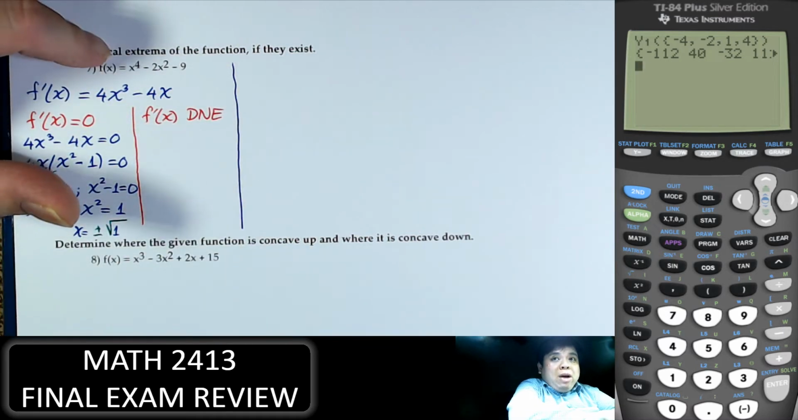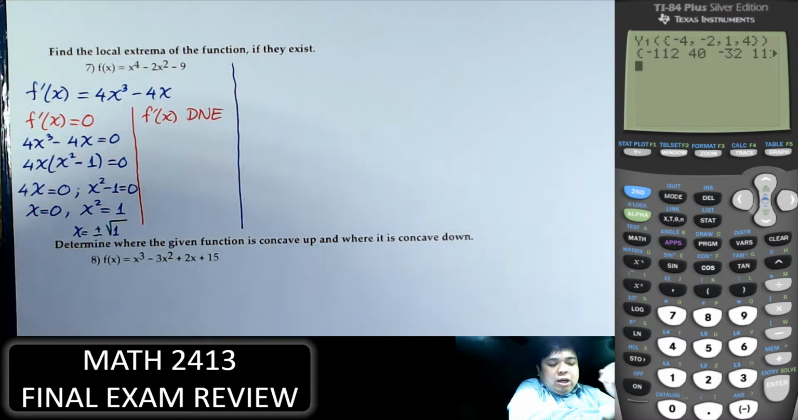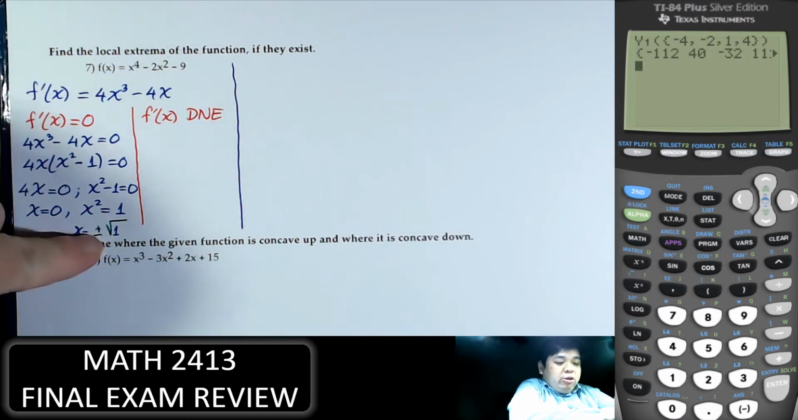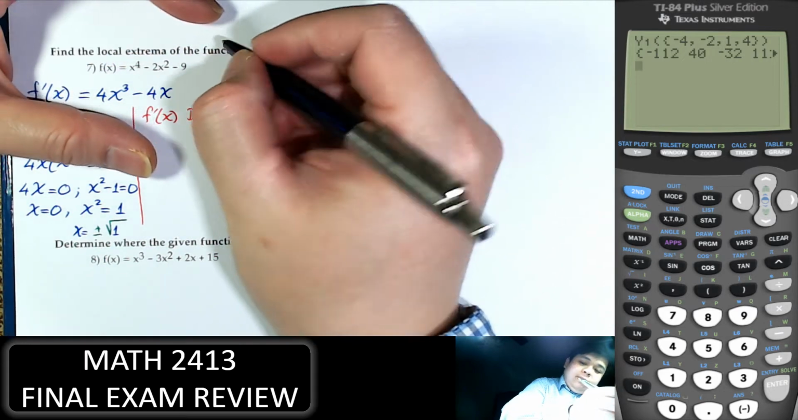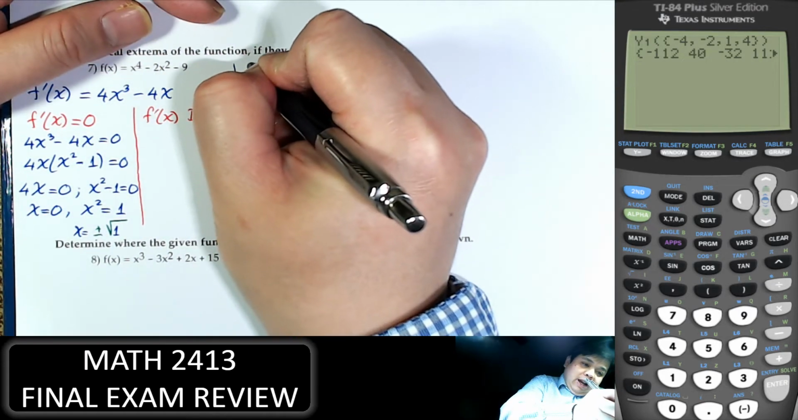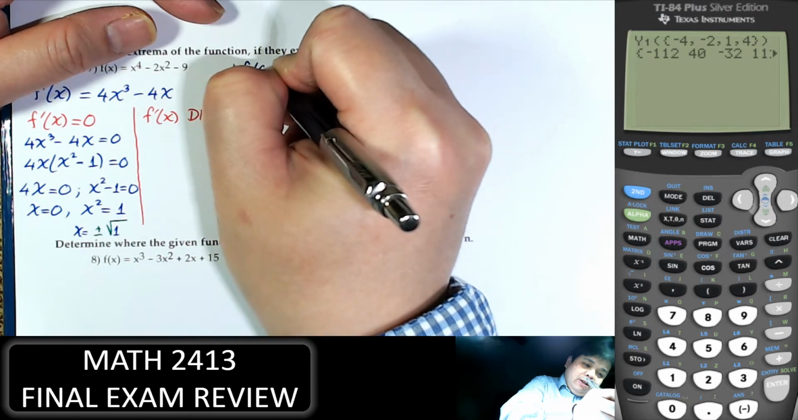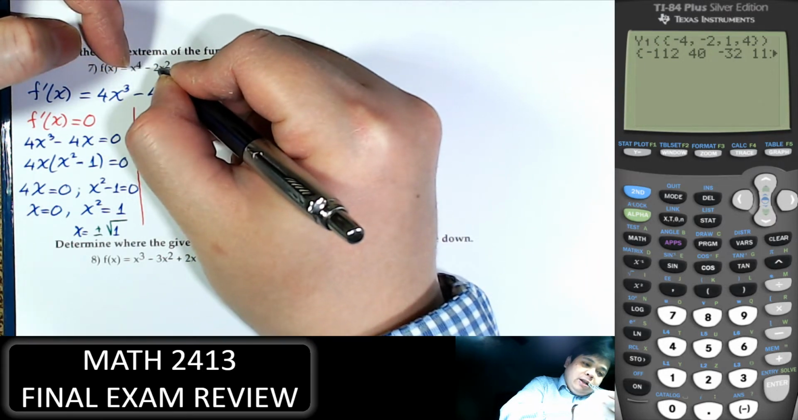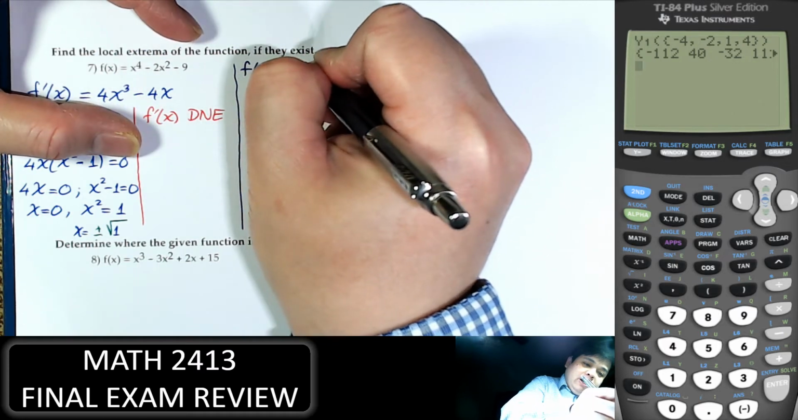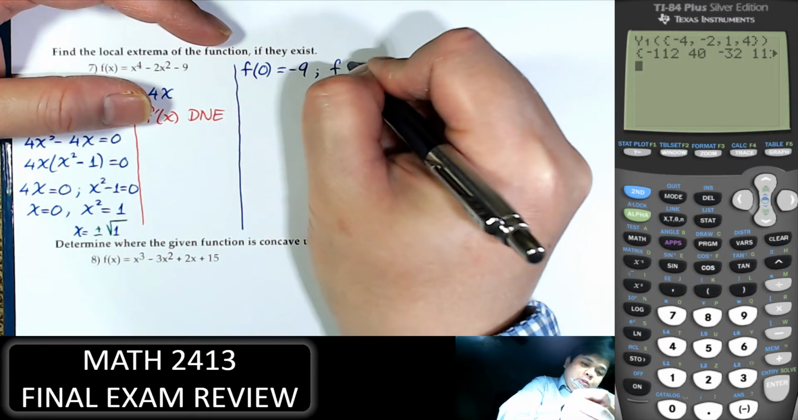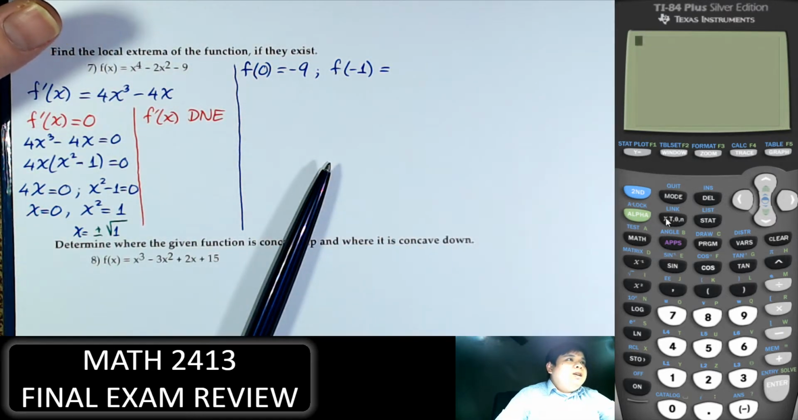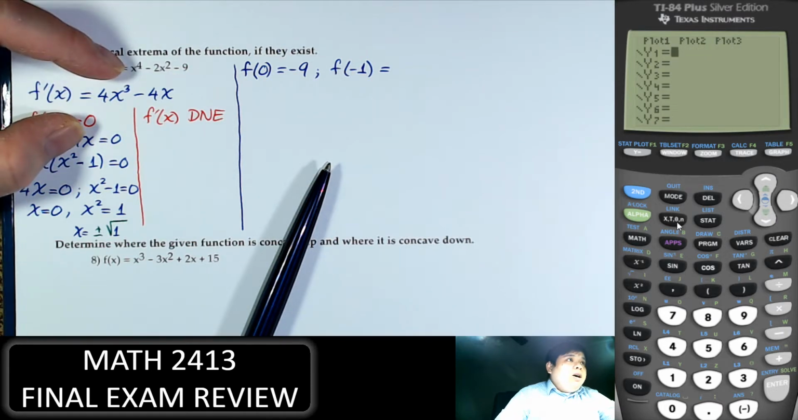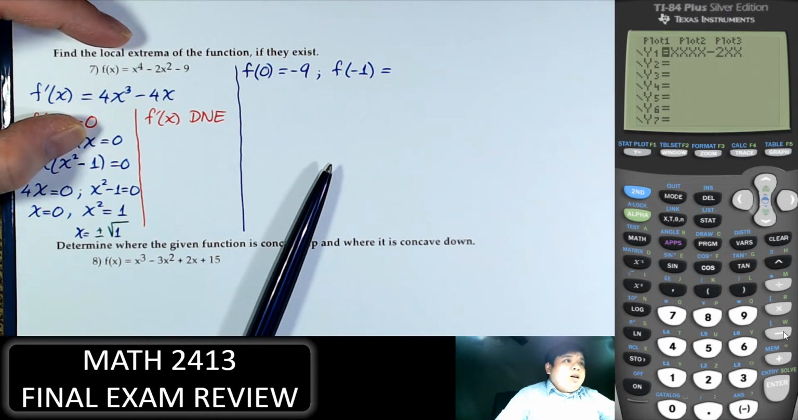We find the local maximum and local minimum. So those are the points. If we want to find the points, make sure the function is defined at those points. So I'm going ahead and evaluating. F of 0, put 0 in for x. That is negative 9. If we put negative 1 in for x, x to the 4th minus 2x squared minus 9.